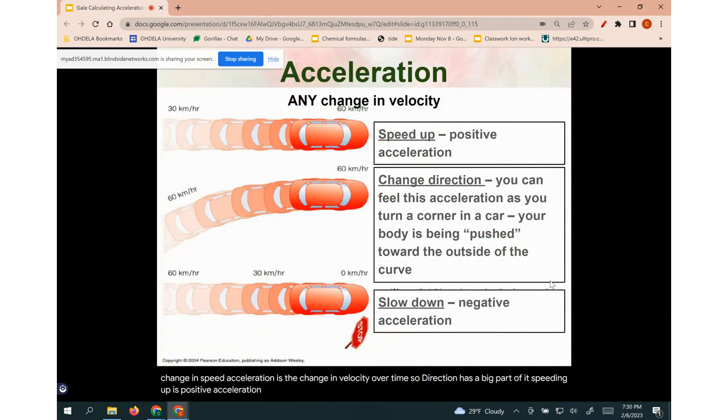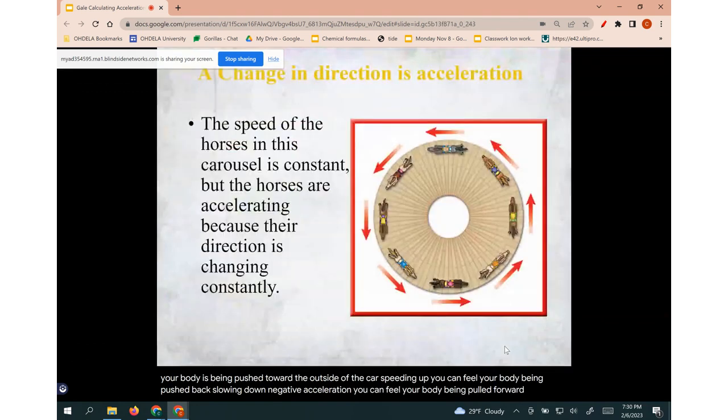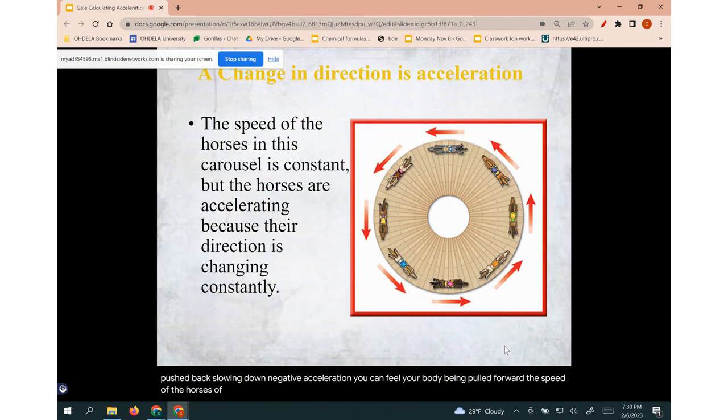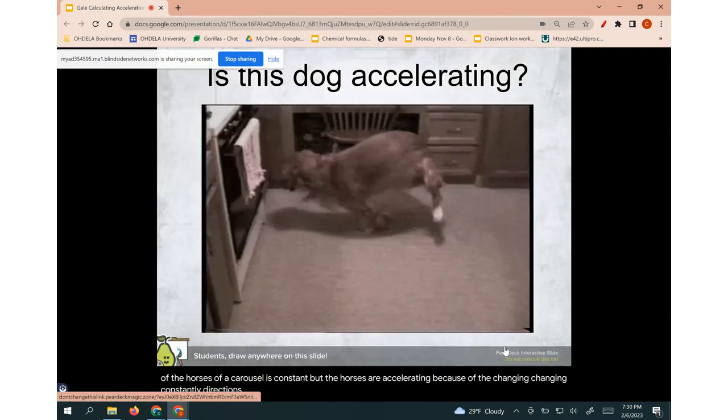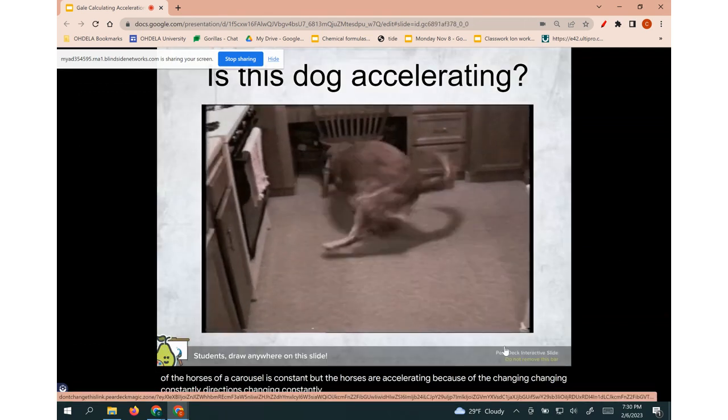Speeding up is positive acceleration. Change in direction, you can feel this acceleration as you turn the corner in a car. Your body is being pushed toward the outside of the car. Speeding up, you can feel your body being pushed back. Slowing down, negative acceleration. You can feel your body being pulled forward. The speed of the horses on a carousel is constant, but the horses are accelerating because the direction is changing constantly. Is this dog accelerating? Sure.